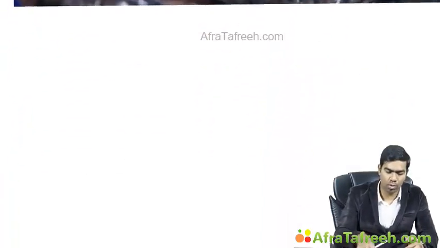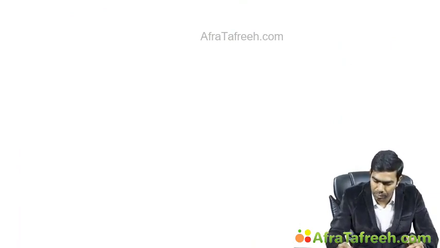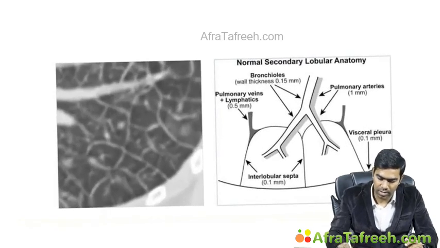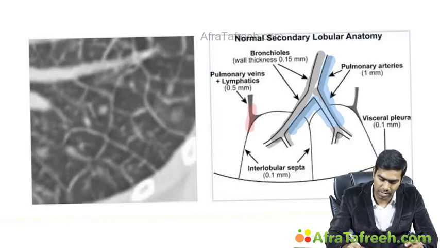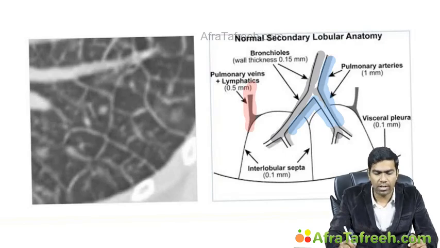Let me show one more diagram for you to grasp these things better, because I'm going to show the CT picture. You can see here, I told you these things already, this is the lobular bronchiole and this is the pulmonary artery on the side that is coming along with the lobular bronchiole. And you can see these are the pulmonary veins along with the lymphatics that are going on the side of the secondary pulmonary lobule.